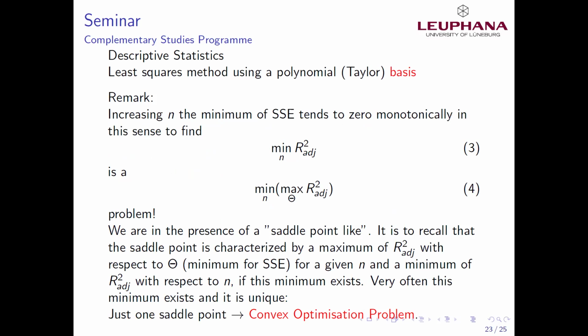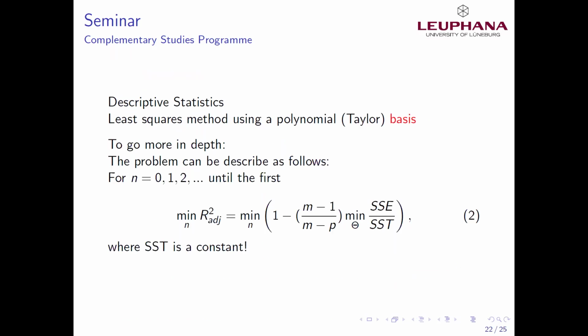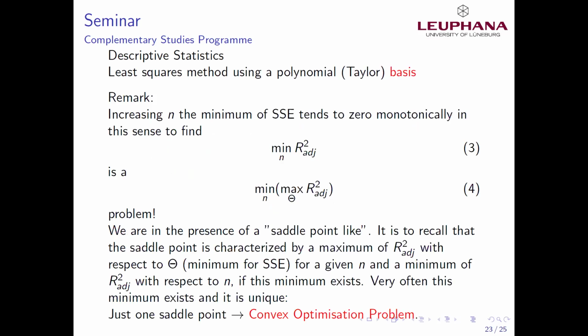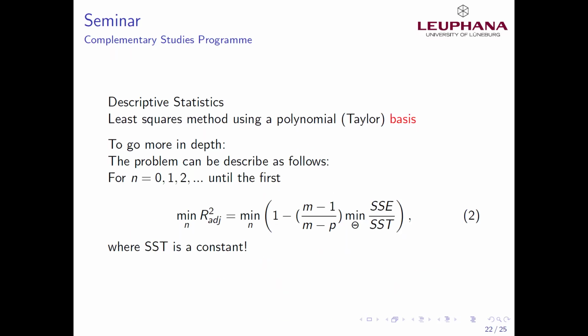Why that? Because the minimum of SSE means the maximum of our R square adjusted, because the maximum is basically one. I mean, minimizing SSE, we tend to the maximum of, think about R square, if you don't want to consider this correction factor.